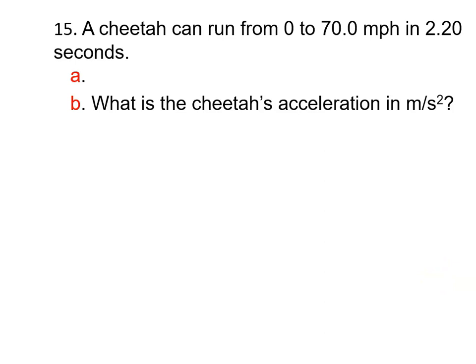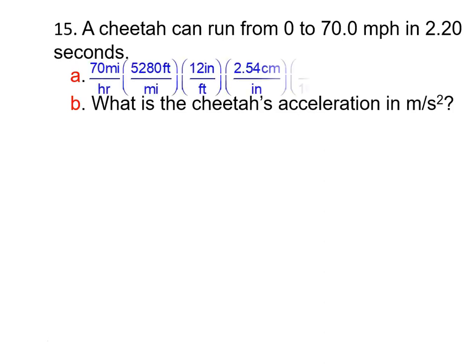Now, before we examine these funny g units more closely, let's take a look at a problem with a cheetah. So a cheetah can run from 0 to 70 miles per hour in 2.2 seconds. So part A of this is just converting everything to SI units. So 70 miles per hour turns into 31.29 meters per second. Part B, though, what is the cheetah's acceleration in meters per square second?